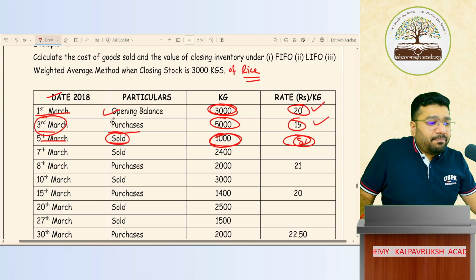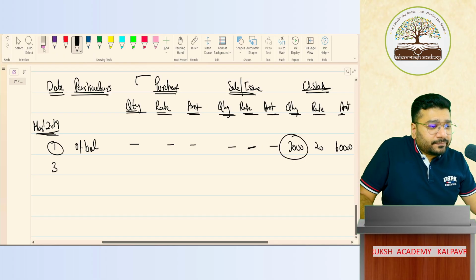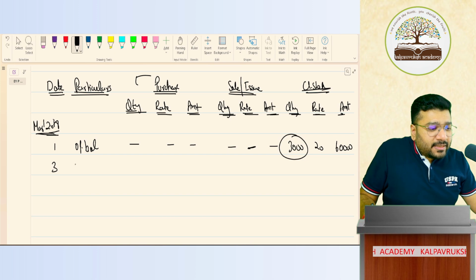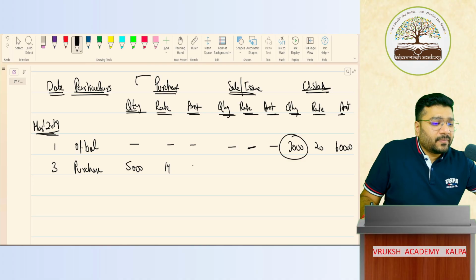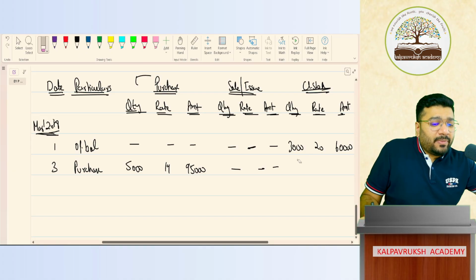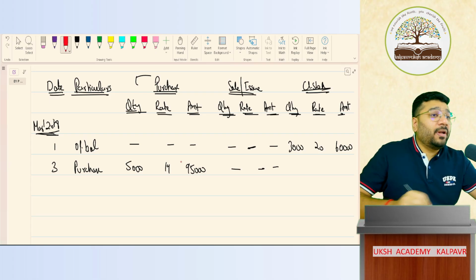On 3rd March, people purchased 5,000 kgs at 19 rupees each. 3rd March. In description, it is purchase. How much? 5,000 kg. Each kg, how much? 19. So what is the amount, people? 95,000. Nothing is sold or issued that day. Now, how do you record the closing, people?